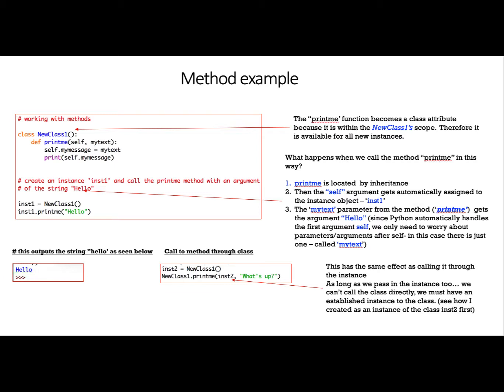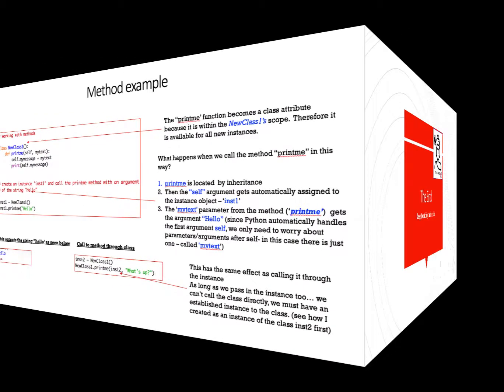Call to the method through a class is permissible. So we have here inst2 equals NewClass1, so a new instance. Now we say NewClass1, we qualify the printMe method with NewClass1.printMe. inst2 is our new instance here, and we pass it "what's up" instead of hello. This has the same effect as calling it through the instance. As long as we pass the instance in too, we can't call the class directly. We must have an established instance of the class. You see how I created an instance of the class, inst2, first. Otherwise, this would not work.